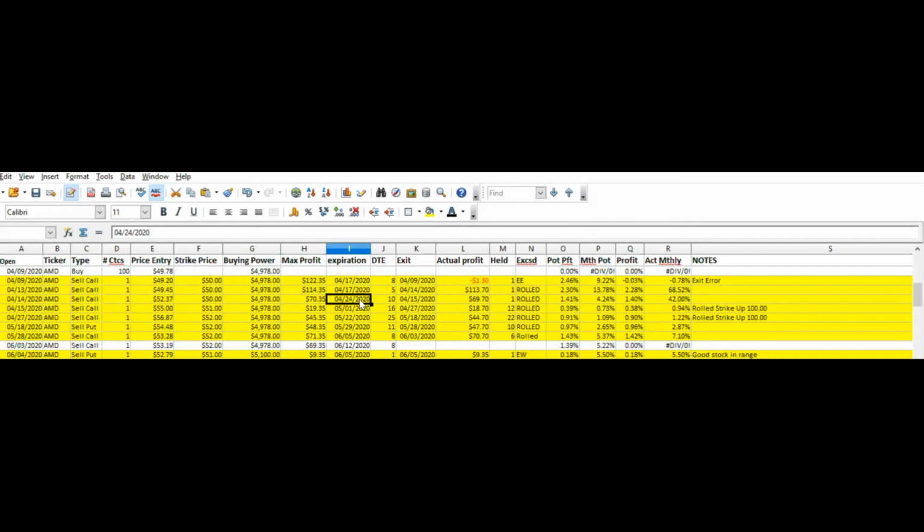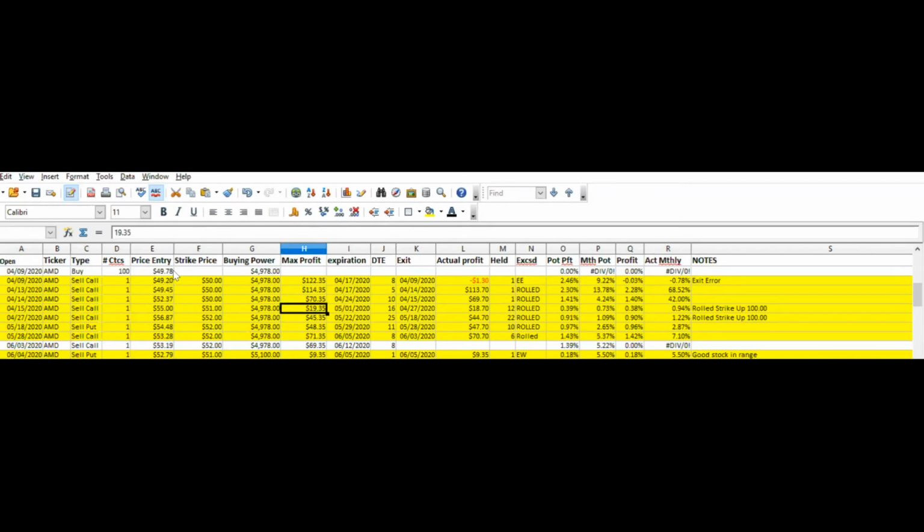So that now was 10 days out, which equaled 4.24%. But as you can see, after 1 day, I rolled it again. So I kept the full thing, which now made that a 42% monthly return. Rolled it out again, and this time I rolled it up $1. So I rolled it from 50 to 51. I only collected $19.35 in premium.